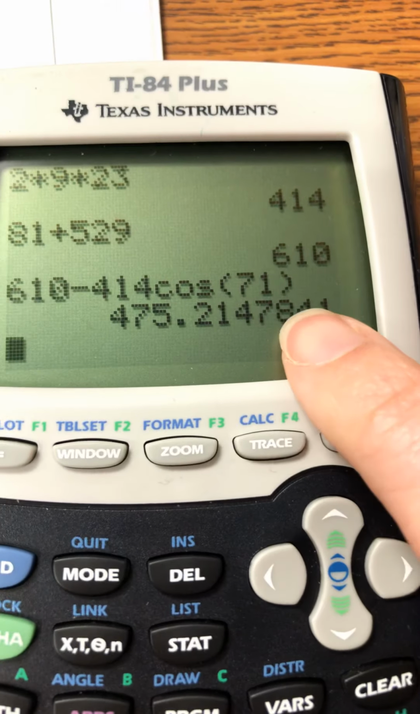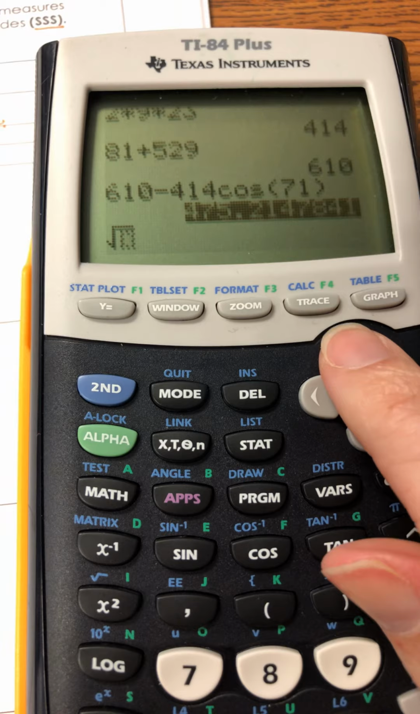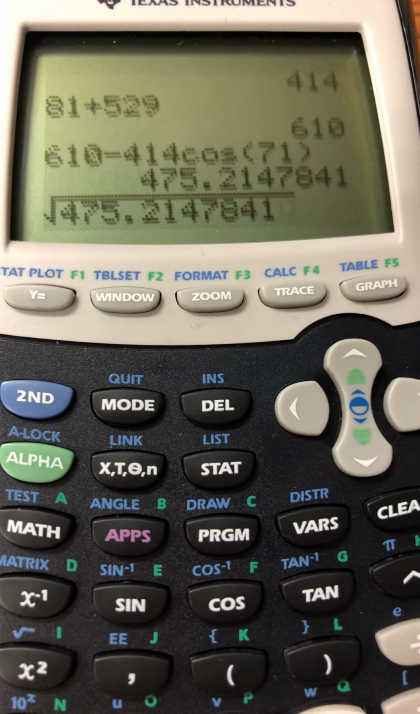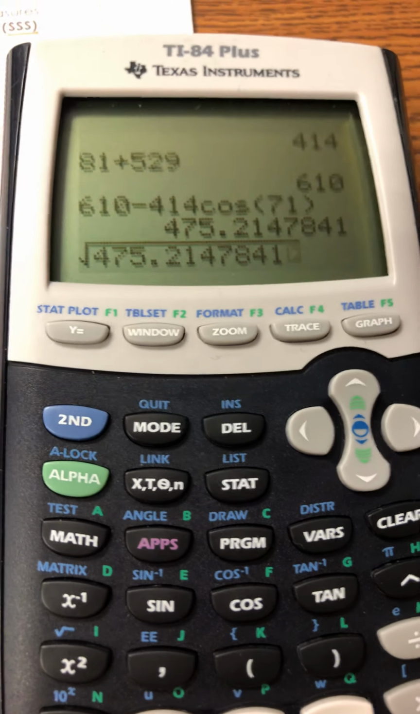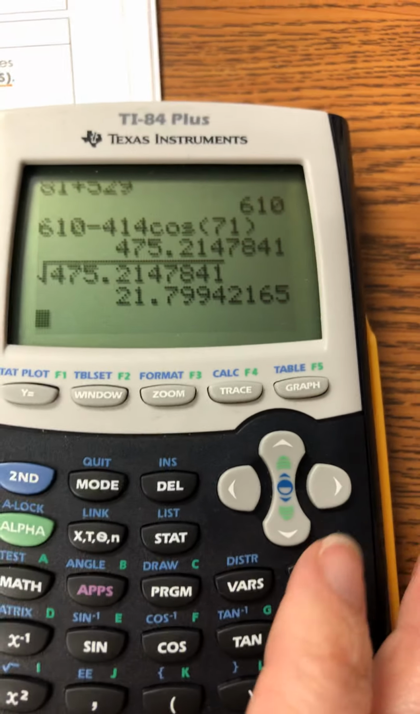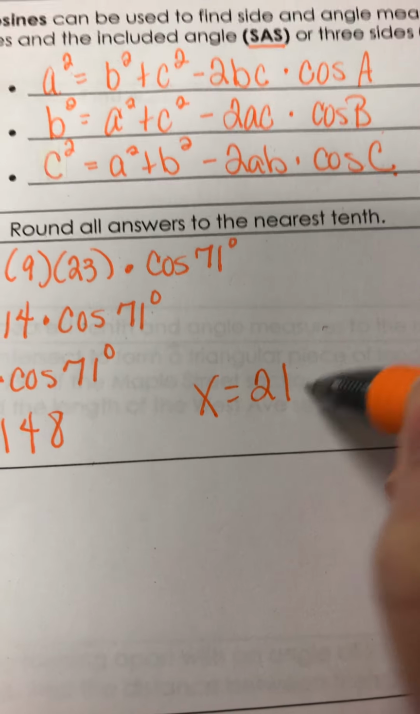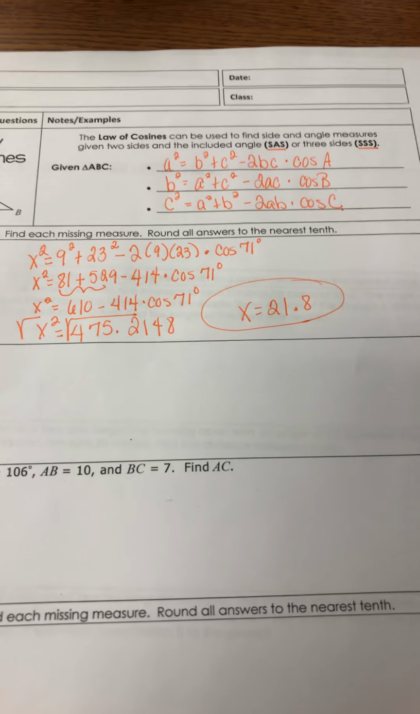So I'm going to go back to my calculator and do second x squared, then highlight this and hit enter, and it's going to take the square root of that value for me. That way I won't have a double round. My directions tell me to round all answers to the nearest tenth, so I'm going to do 21.8 as my side length. So x, my missing side, is 21.8 units.